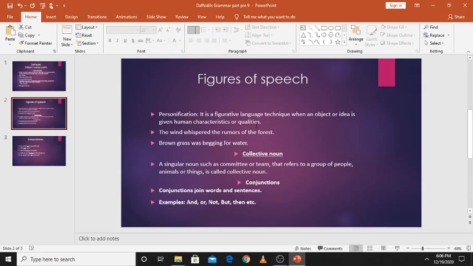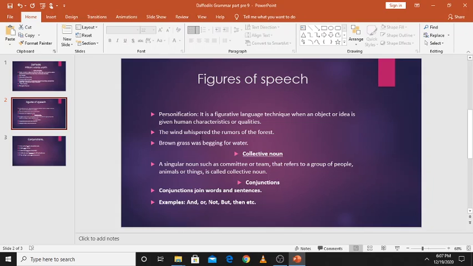So it means that whenever we give the qualities and characteristics of human beings to a non-living thing, that is called personification. For example, the wind whispered the rumors of the forest. The wind whispered is a quality of a human being. Whispered: people whisper in one another's ears.